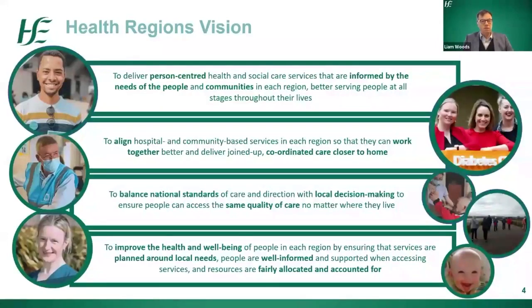Just briefly then, in terms of the vision for regions, and this is Sláintecare from 2017, and remains the vision, very much person-centred, informed by needs of people and communities, coordinating care closer to home, so aligning hospital and community for that purpose, continuing to focus on national standards, but also enabling greater local decision-making, recognising that that's a critique of the HSE, that decisions can be overly centralised, and ensure there's a strong focus on access and quality care. And also to improve health and well-being. Sláintecare was very strong on improving health and well-being and on fair allocation of resources. And we've invested significantly in that in terms of public health medicine since COVID.